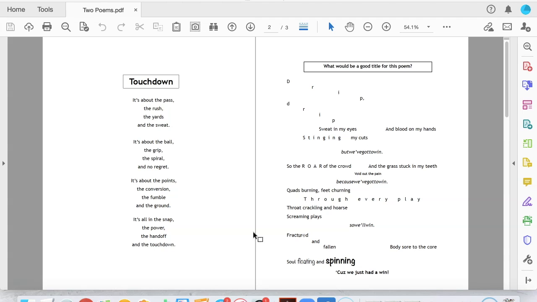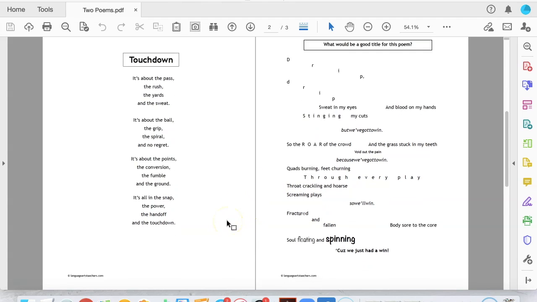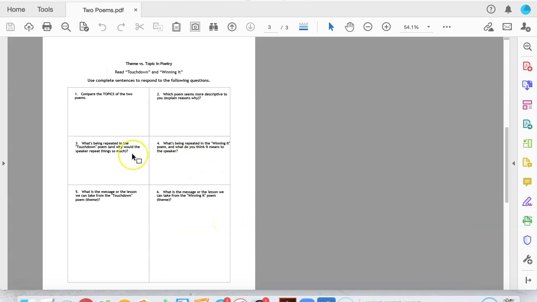passionate about something? You've been really into it, super interested. It means everything to you. And so you repeat certain things over and over because you're just trying to emphasize it, right? You're so excited about it, you're trying to emphasize it. So think about those things when you look at these poems and when you think about what is being repeated. It's like, why would the author repeat it? What's going on? Okay.